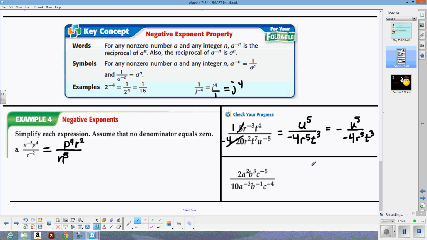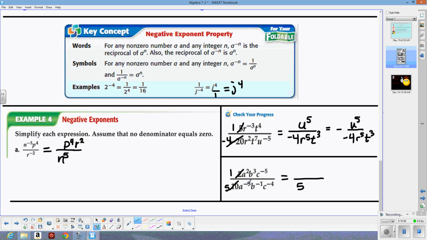Now you may want to pause the video and try that last one on your own since these are a little bit tricky. I'm going to start out by simplifying the coefficients. The 2 and the 10 both can be divided by 2. 2 goes into 2 once, 2 goes into 10 5 times. So I'm going to have a 5 in the denominator, possibly a 1 up here, but let's just see if we even need to put it there.